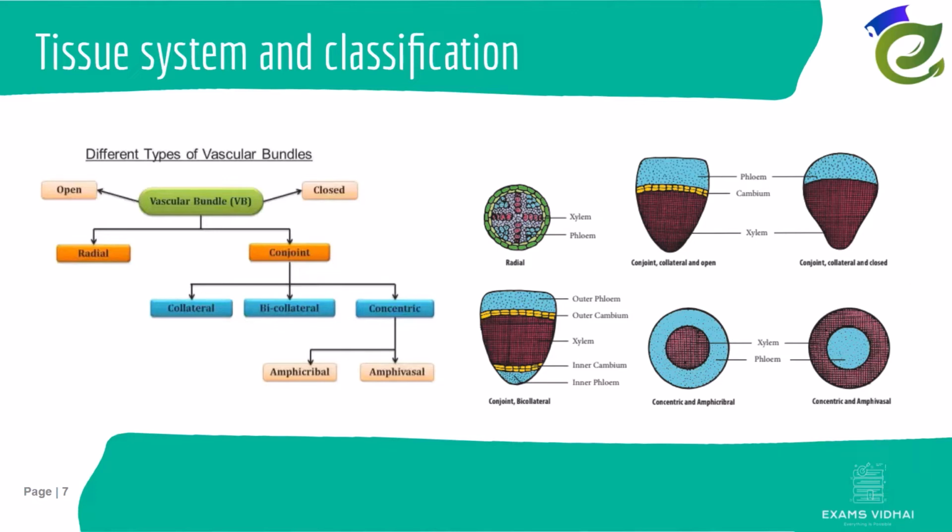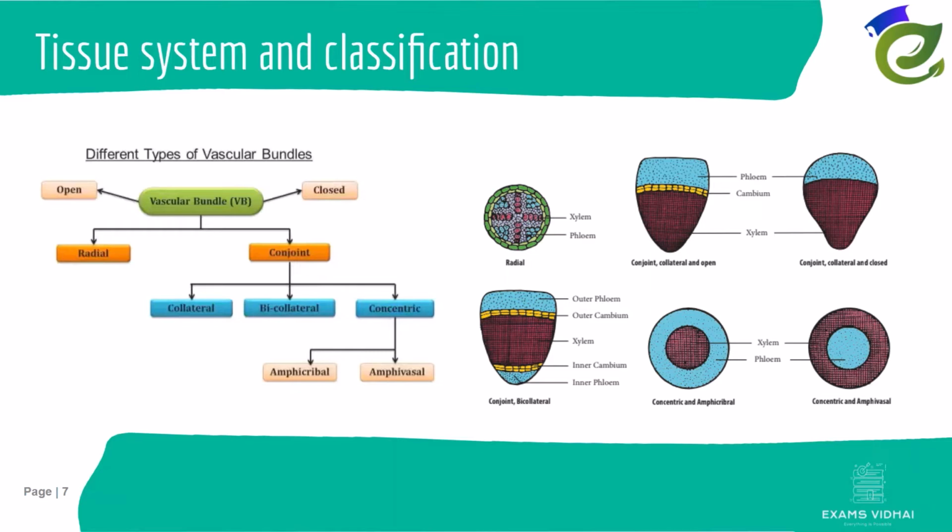Then for conjoint bundles, which is the second category, the xylem and phloem lie on the same radii and there are different types of conjoint bundles. Coming to the collateral bundle, the xylem lies towards the center, and the phloem lies towards the periphery, that is going away from the center towards the end. Whenever there is a cambium tissue present in the collateral bundle, it is called open type. An example for this case is dicot stem. Whenever the collateral bundle is without cambium, it is called closed, and an example for this is a monocot stem.